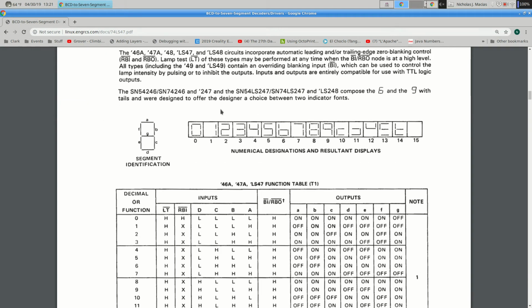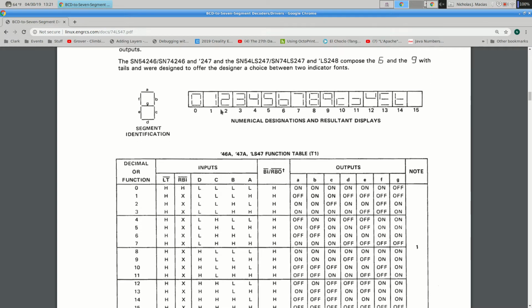And if all else fails, go to the truth table. That's usually the first place that you want to find information. There's a picture here showing you what the display will look like for your different inputs. So 0, 1, 2, 3, 4, 5, up through 9. But then 10 through 15 are just these weird symbols from Alien or something.